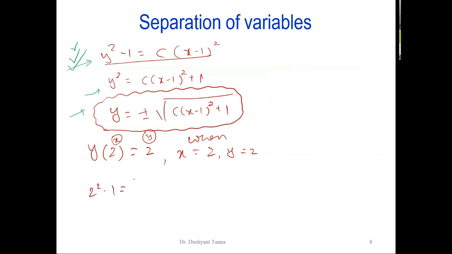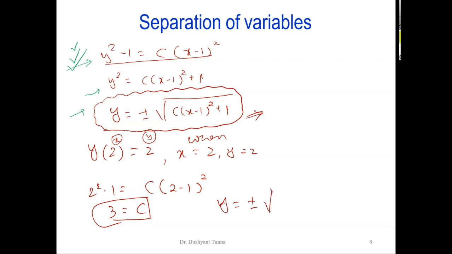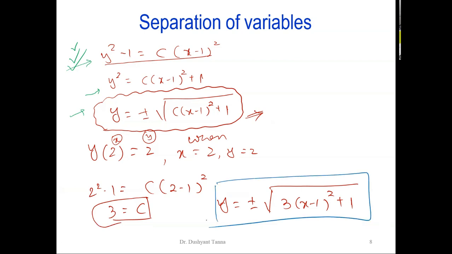So 2 square minus 1 is equal to c times (2 minus 1) square. 4 minus 1 is 3, and this is 1, so c is 3. Now, for the final answer, you must use the y value. And therefore, y is equal to plus or minus square root of 3(x minus 1) square plus 1. Those who wish can also simplify this even further: 3x square minus 6x plus 4. You expand it and add 1. Not required, and therefore this is treated as our final answer.